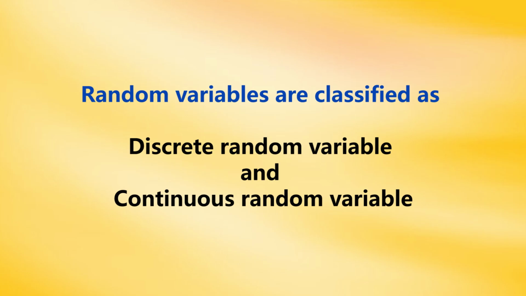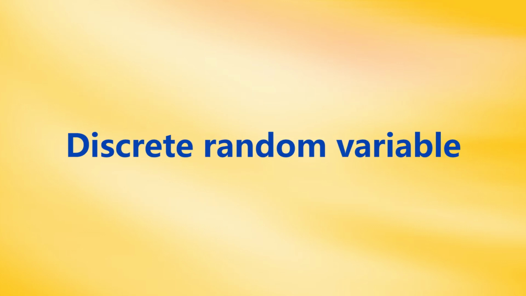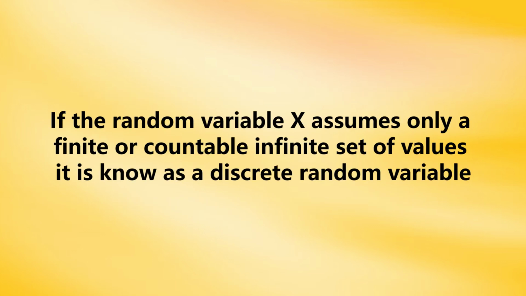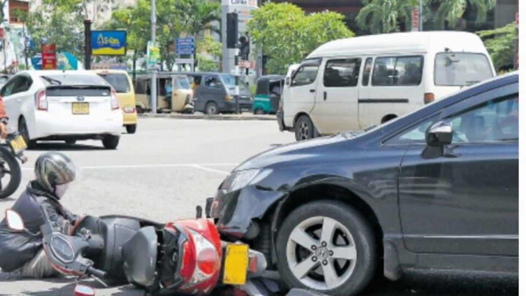Random variables are classified as discrete random variable and continuous random variable. Discrete random variable. If the random variable x assumes only a finite or countably infinite set of values, it is known as a discrete random variable. Examples of a discrete random variable include number of students in a college, number of accidents on a busy road, the number of defective items in a production line, the number of customers in a queue at a specific time, etc.